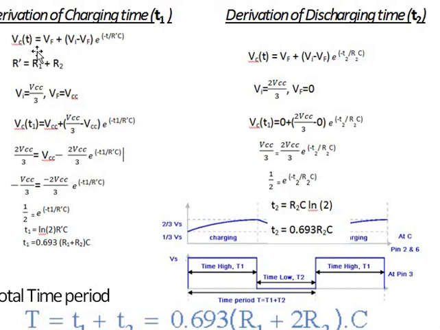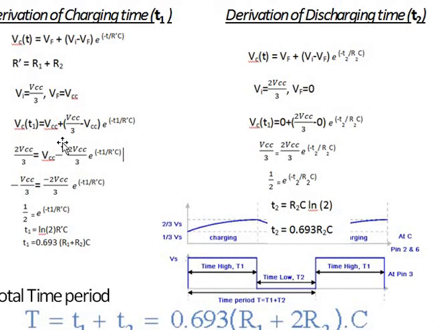voltage across the capacitor as VC equal to the final value plus the initial value minus the final value times e raised to minus t by R1 plus R2 times C. Here you can see from this figure the initial value is VCC by 3 and the final value is VCC, because the capacitor is charging towards VCC. So let us substitute the initial and final values here. VC at T1, why T1? Because we are calculating the charging time T1.